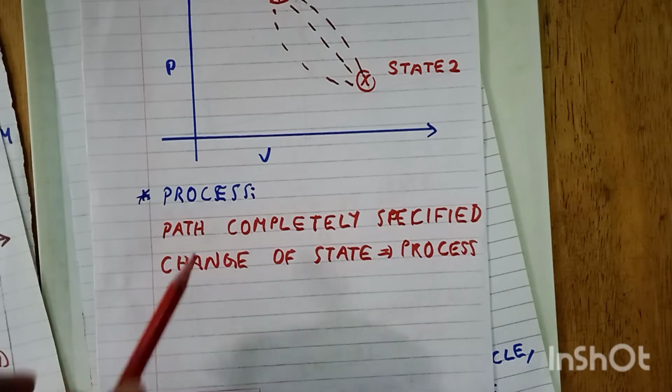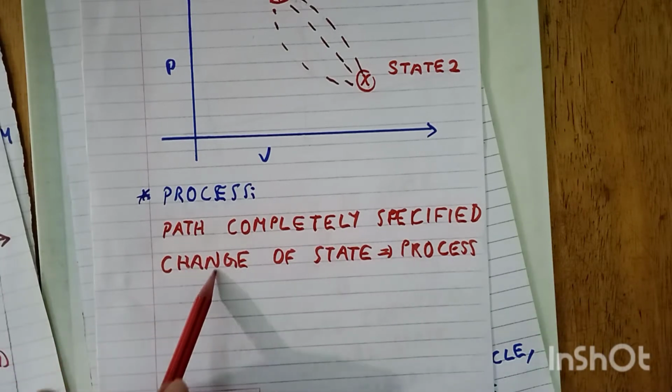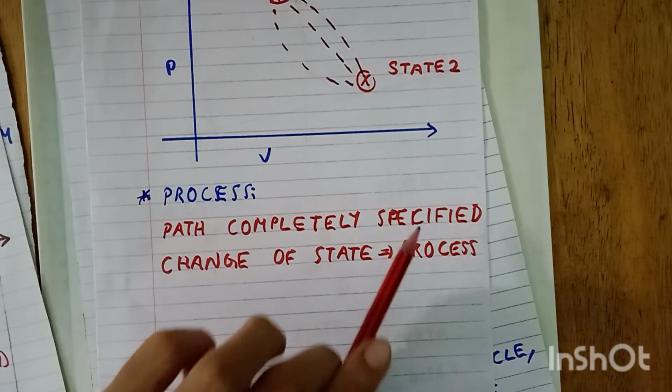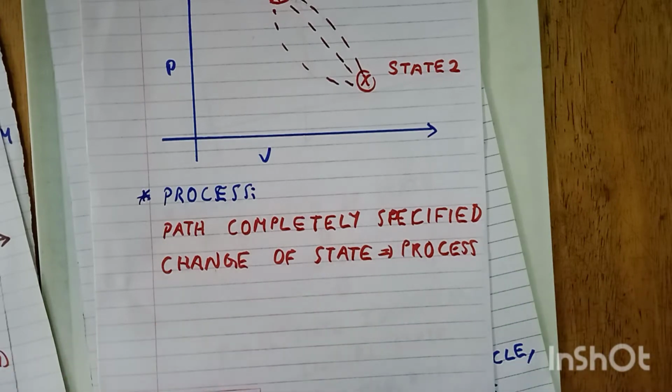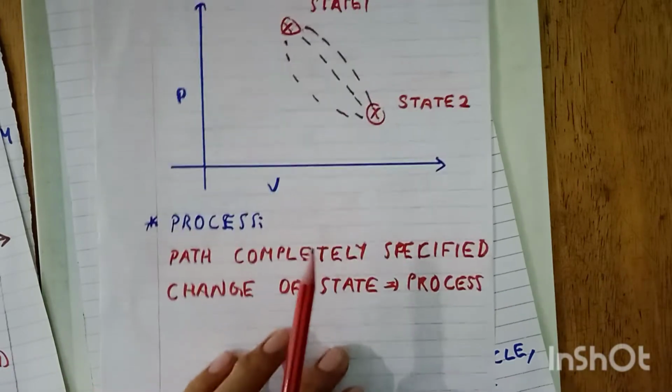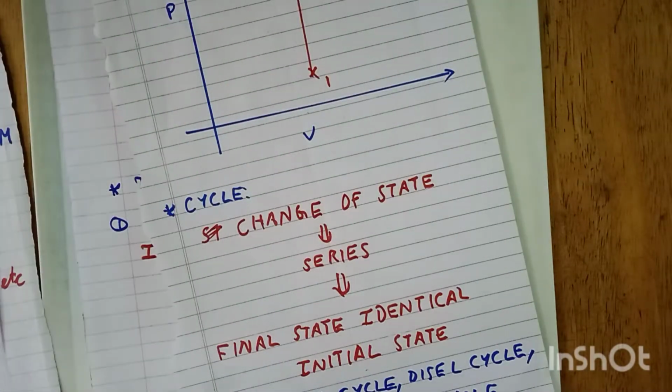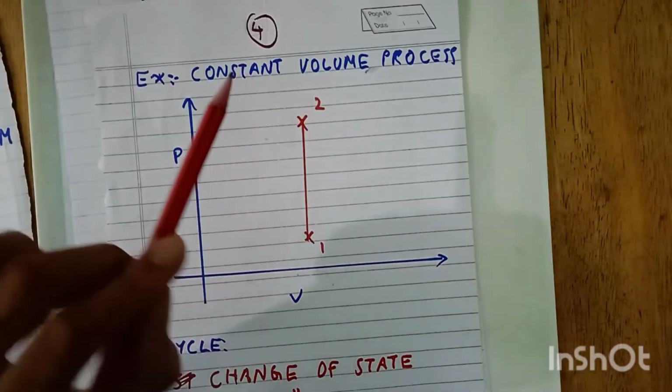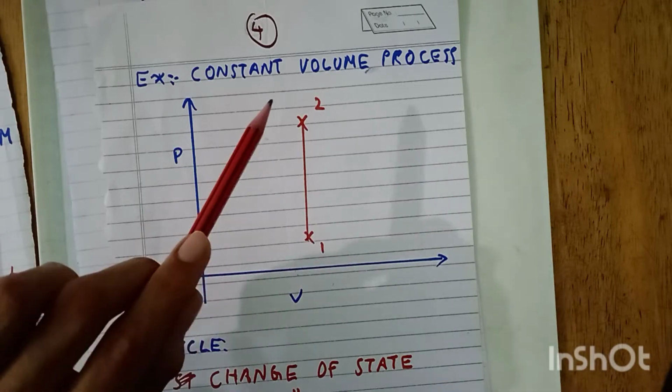Process is nothing but when the path is completely specified. That change of state, we call it a process. So I hope you have understood. Now, for example, I will show you a graph. Constant volume process is an example of a process.